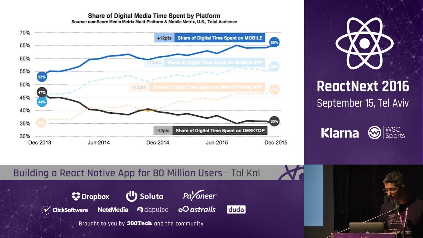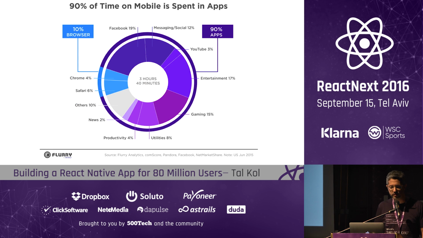Okay, so we're beyond the switch spot. And what are they doing on mobile? If you take the time that they spend on their mobile device, which is more than 3 hours and 40 minutes per day, you see that they spend 90% of this time in native apps, and only 10% of the time on browsers. And that is also surprising. So to recap, everybody has a mobile phone, they're spending most of the time on it, and when they're on it, they're using mobile apps.